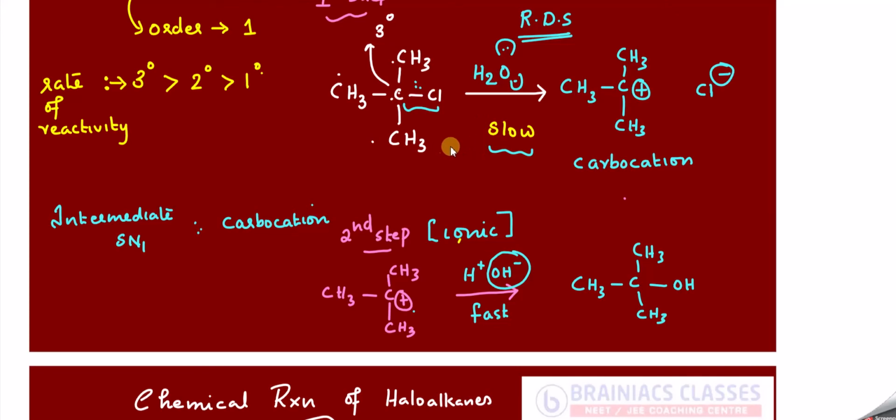So that's why when you write the rate equation, we can say rate is equal to rate constant into the concentration of this only. Because when you are looking at this step, there is no water coming in. So we can say this is dependent only on the substrate concentration, that is the 3-degree alkyl halide. Since it depends only on this one, we can say its order is 1. That's the reason why order 1 is coming here. Is this clear for everyone until now?